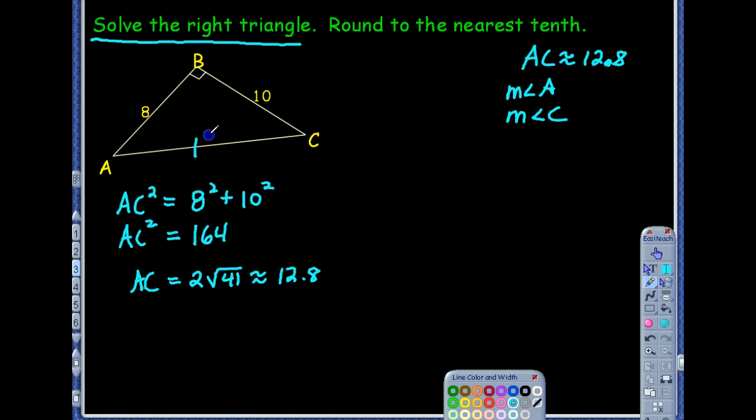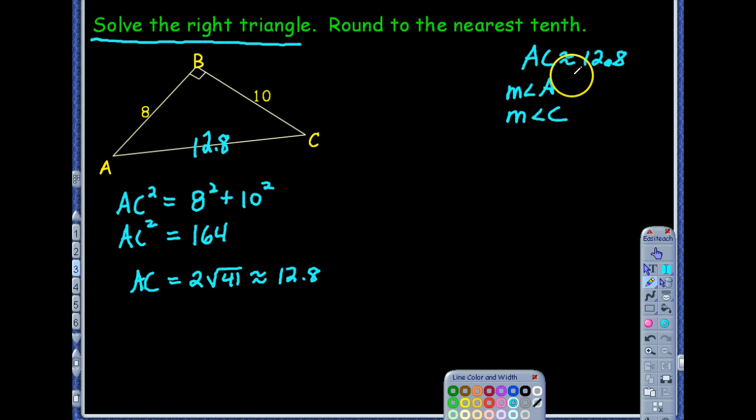And I might just go back and label it in the picture. Sometimes we find we need to use it, sometimes we don't. But one thing to keep in mind is you don't want to use a measurement that you found as a rounded answer unless you absolutely have to. Because a rounded answer is going to give you another rounded answer, and it's going to be off.